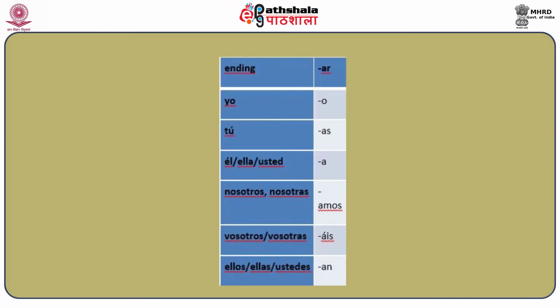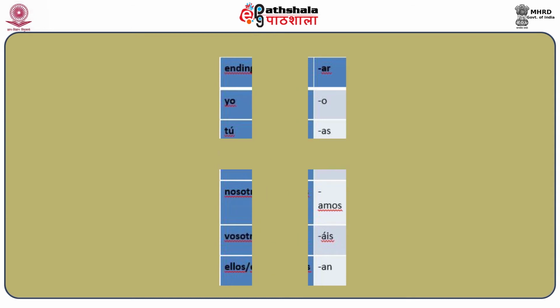Now the ending of a verb is the following as per the subject personal pronouns. Of all the regular AR ending verbs, you will have these endings. For yo it will end with o, for tú it will end with as, for él, ella, usted it will end in a, for nosotros, nosotras it will end with amos, for vosotros, vosotras it will end in áis, for ellos, ellas, ustedes it will end in an.